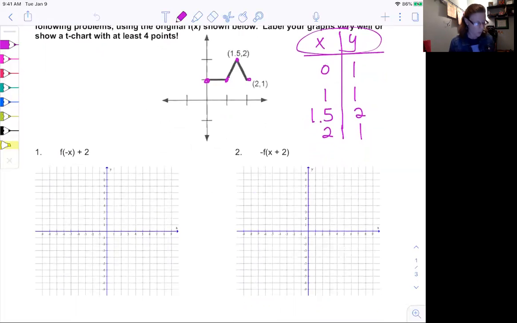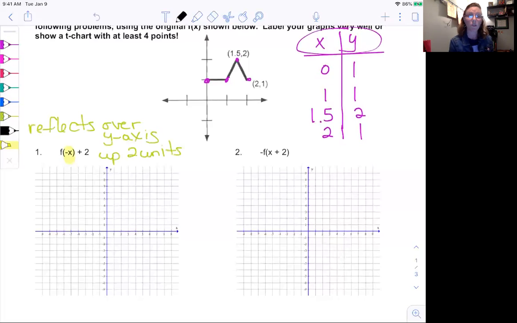If we look at number 1, I'm noticing that the x value is negative. So if I make the x value negative, that means this graph reflects over the y-axis, because all the x values are becoming negative. The other thing that happens to this graph is that it also goes up 2 units. So that's 2 things going on with this graph.